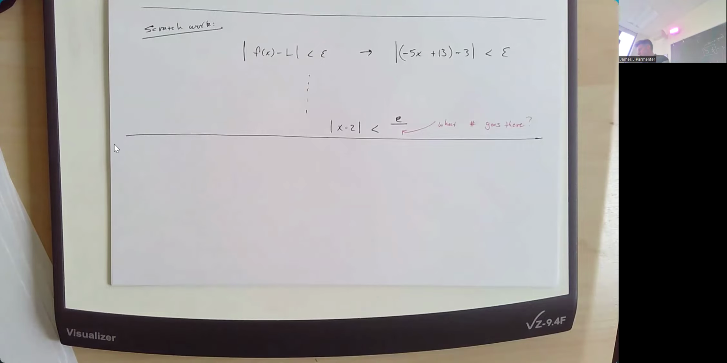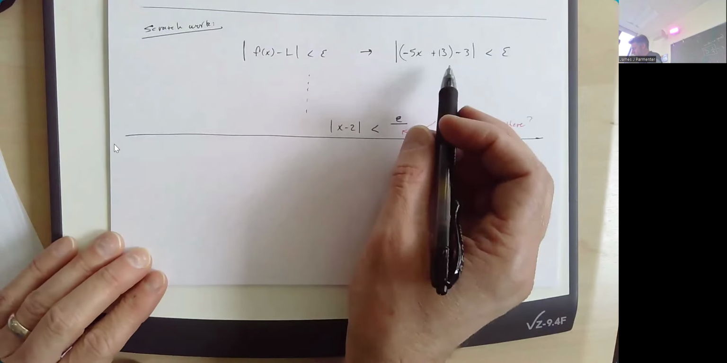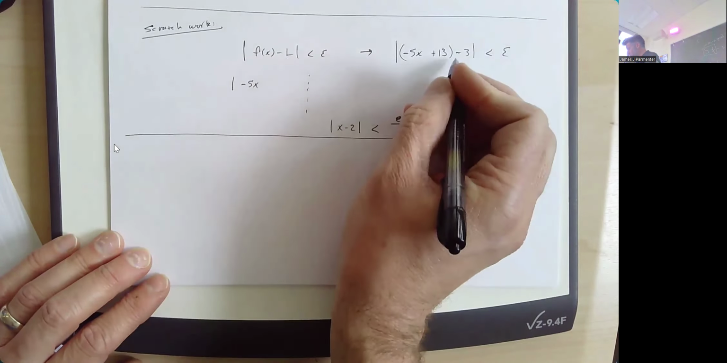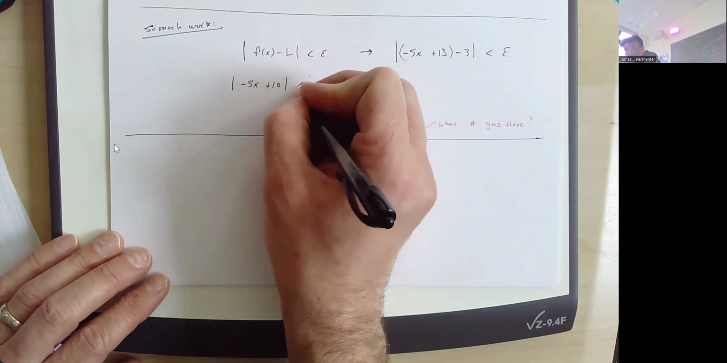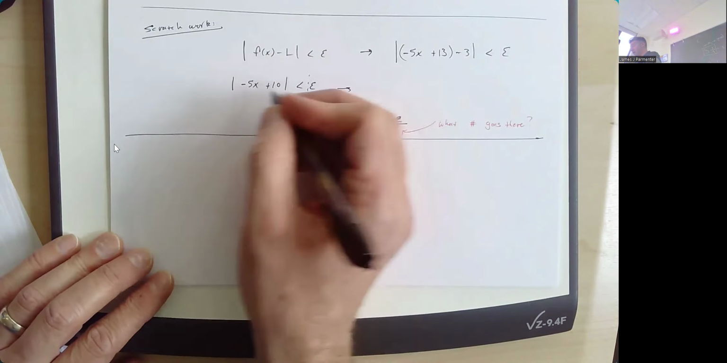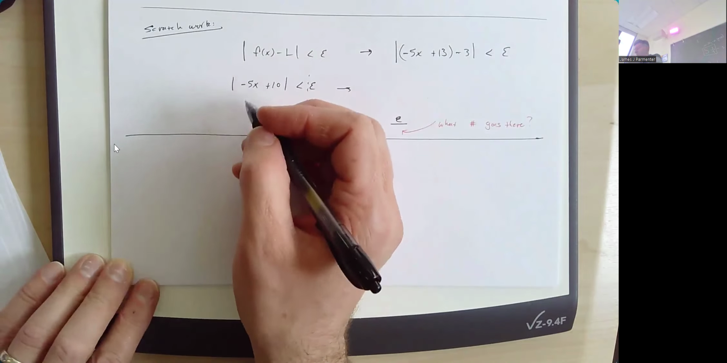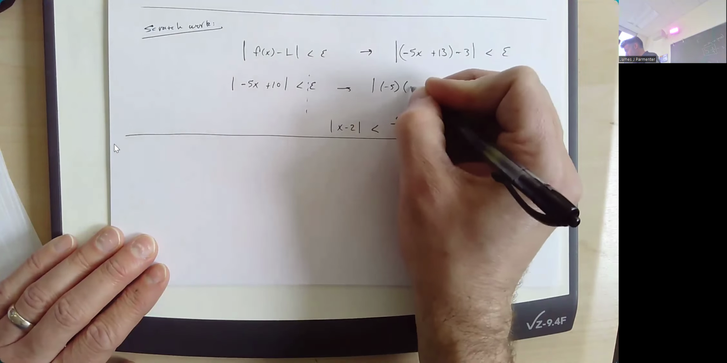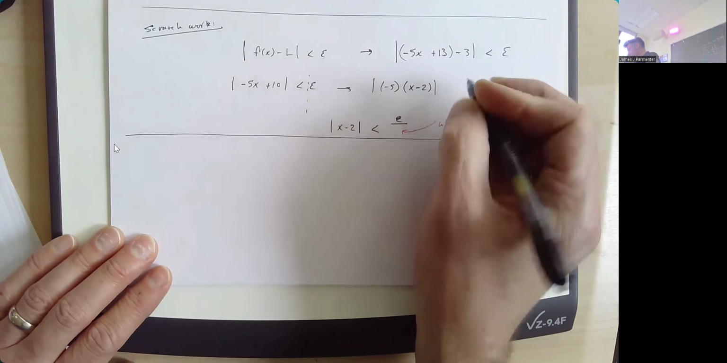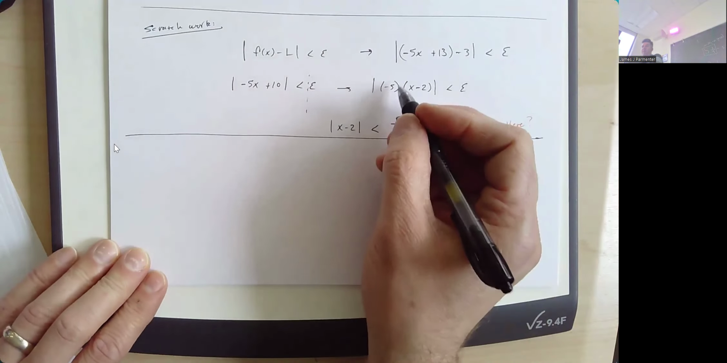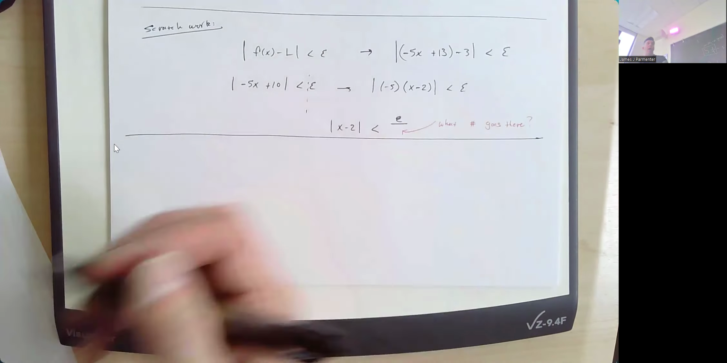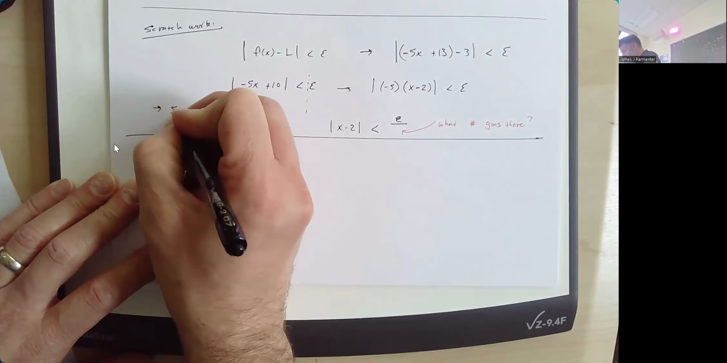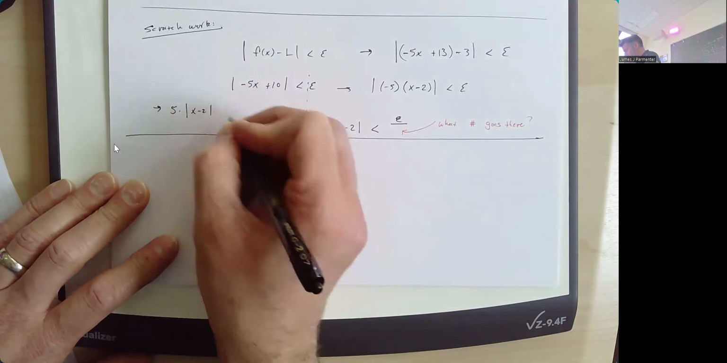All right, let's see what we get. Simplifying this, I have the absolute value of negative 5x plus 13 minus 3, which is plus 10, less than epsilon. I'm going to factor out a negative 5, but I'm going to be extra careful. That negative 5 is still inside the absolute value. I'm left with an x minus 2. And then when I bring the negative 5 outside the absolute value, it becomes positive 5. So this is going to turn into positive 5 times the absolute value of x minus 2, less than epsilon.